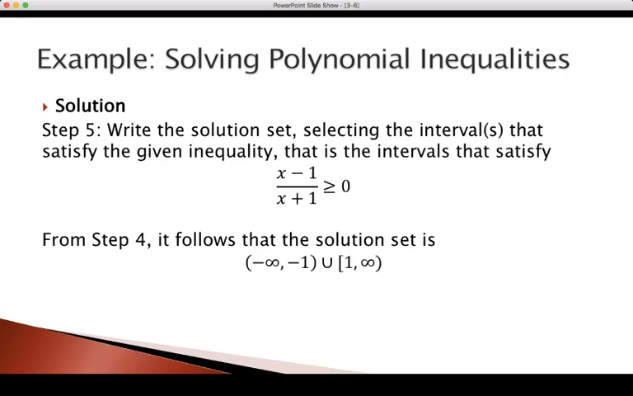If we plug in negative 1, then we have a 0 in the denominator, which we can't do. So that's why negative 1 is not included in this solution set. So now let's graph it.